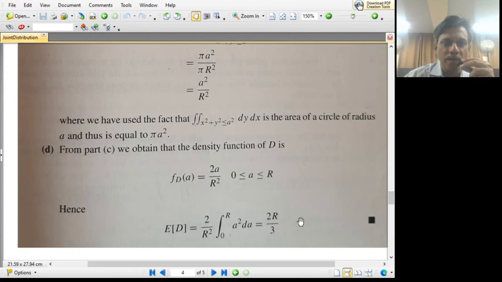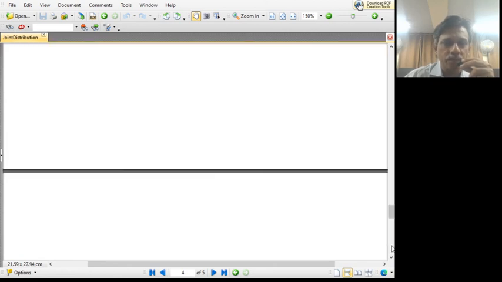So this would be the expected value of distance. You would see that this is not r by 2. This is something different. Okay, so that is something you can reflect upon.